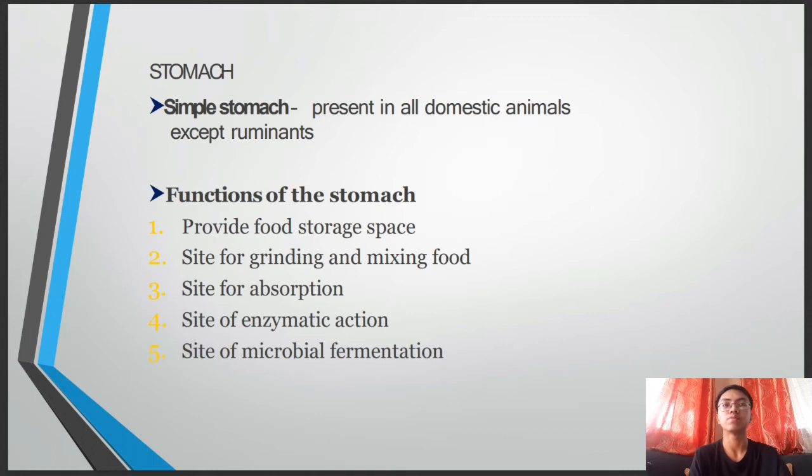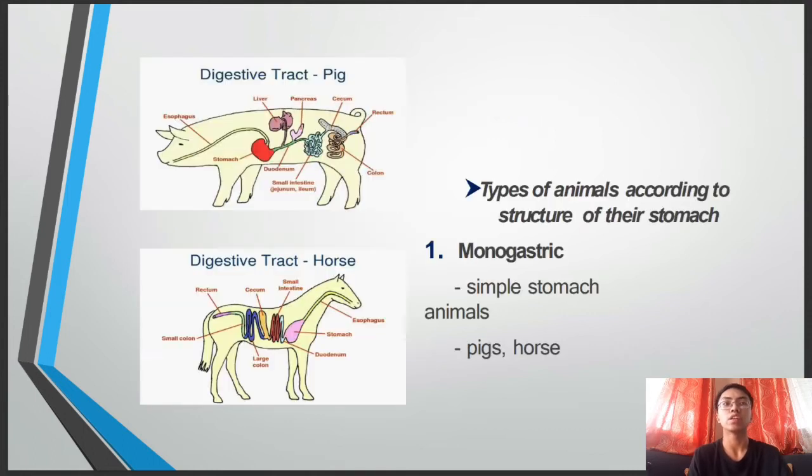Next slide is the types of animals according to the structure of their stomach. The first is monogastric, simple stomach animals. Most monogastrics are generally unable to digest gases. Examples of animals are pigs and horses. Next slide.